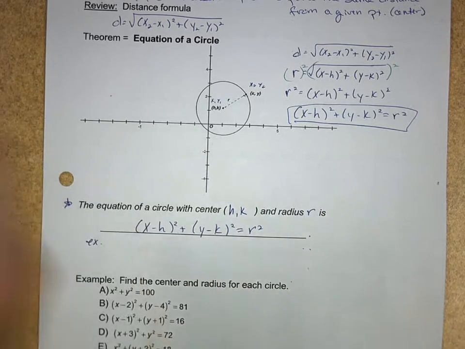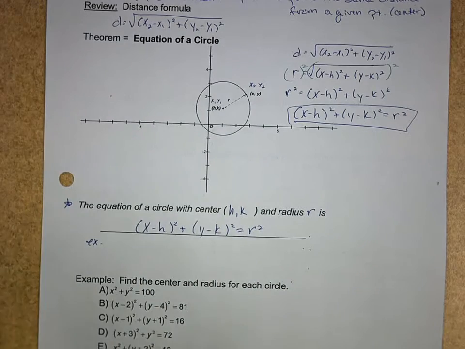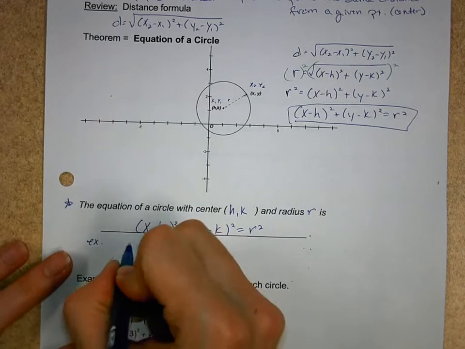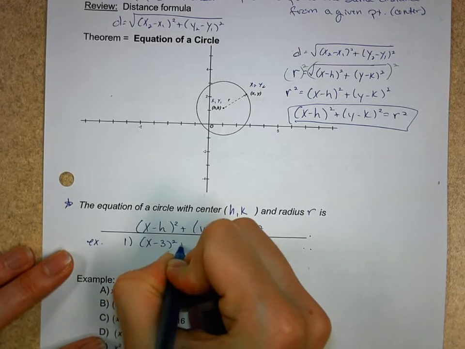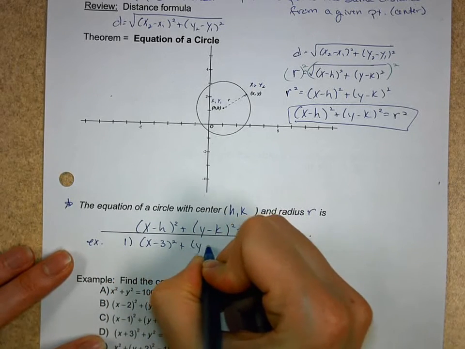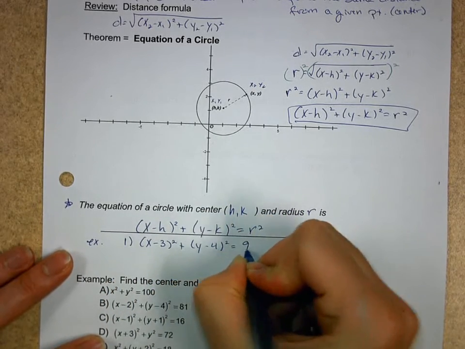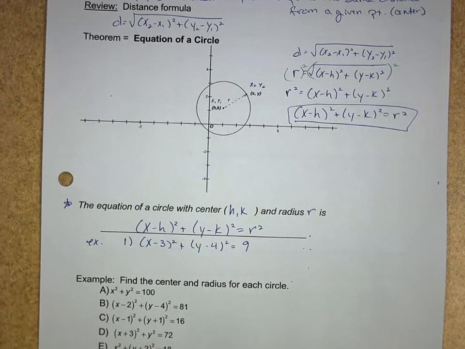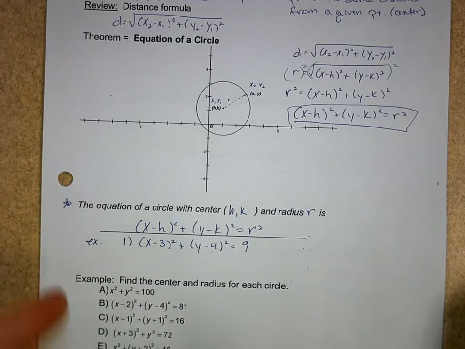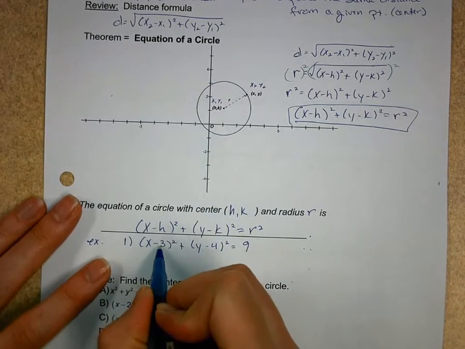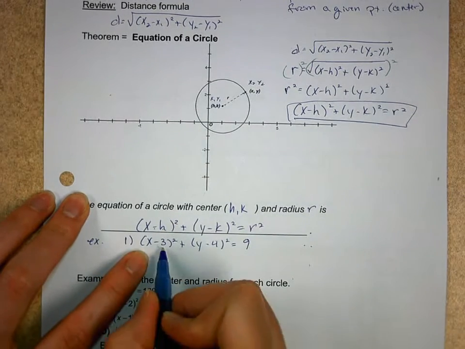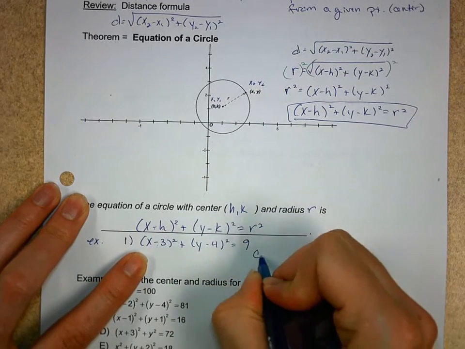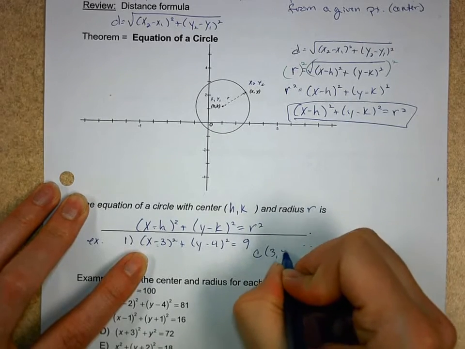Let me give you an example of what I'm talking about here. Here's an example. Here we have the quantity x minus 3 squared plus the quantity y minus 4 squared equals 9. Now, looking at this, I should be able to figure out what is h and k. Looking here, I have minus 3. Well, I have a minus h here. So in order to keep that negative sign, 3 had to be positive. So my center is actually 3, 4.